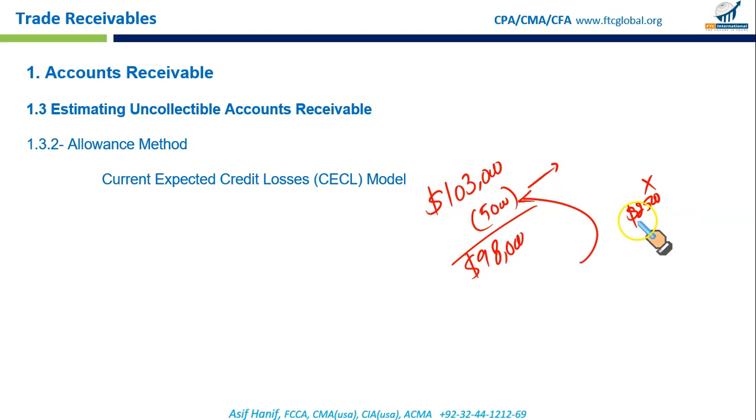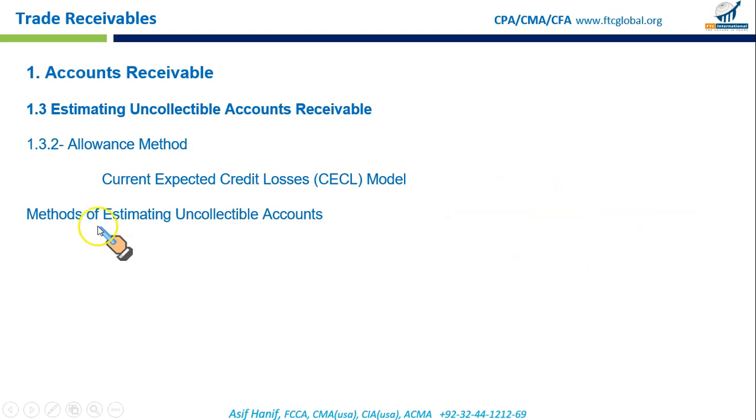So in that case, instead of charging this to income statement, we charge it against allowance. We debit allowance against this 5,000 and credit the customer that has gone bad. I will explain as we proceed. So how do we estimate the uncollectible accounts?